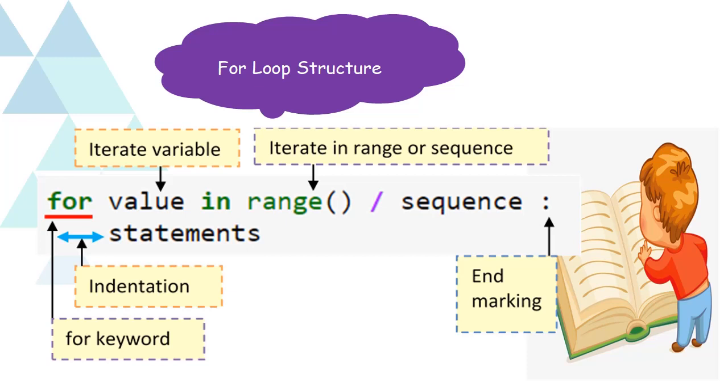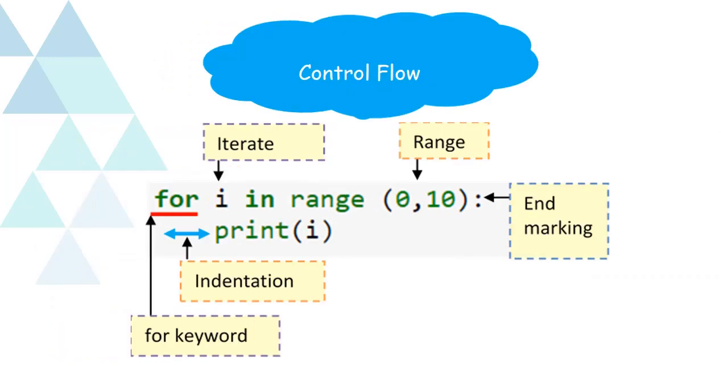In range, we will be defining a range or sequence from where the for loop will start and where the for loop will end. Colon indicates the end of the for statement. Statements under the for loop will be indented.